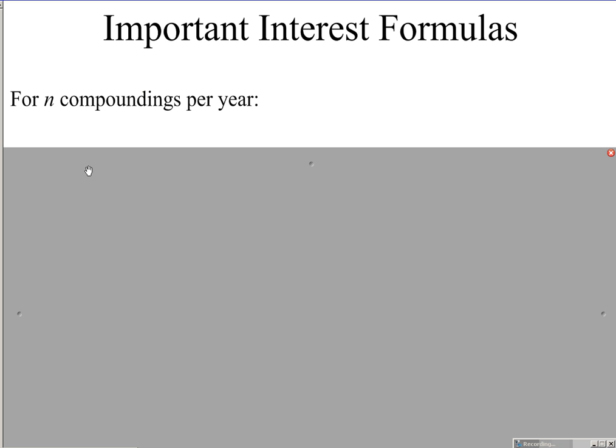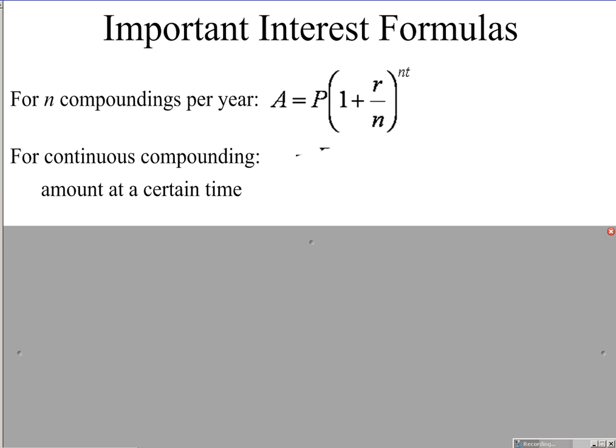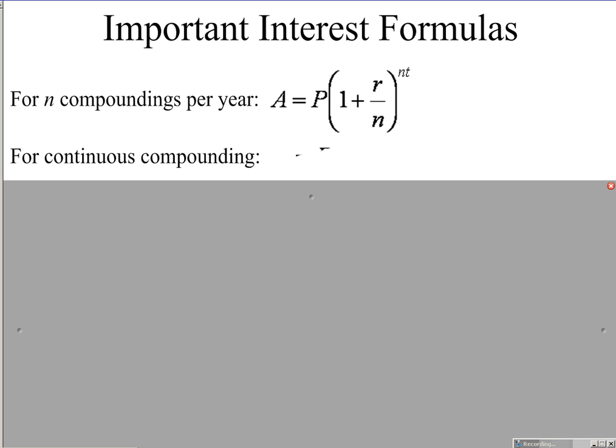First formula is for n compoundings per year. The amount in the account is going to equal the principal amount invested times the quantity 1 plus the rate divided by n, all raised to the nt power. Second formula is for continuously compounding interest. The amount is going to be equal to the principal times e to the rt.